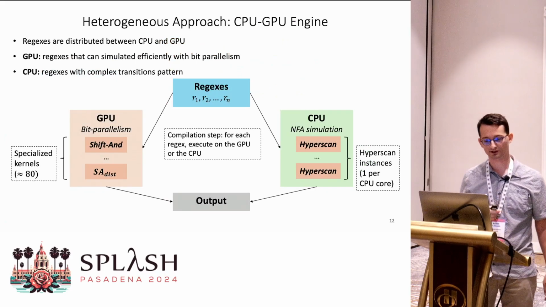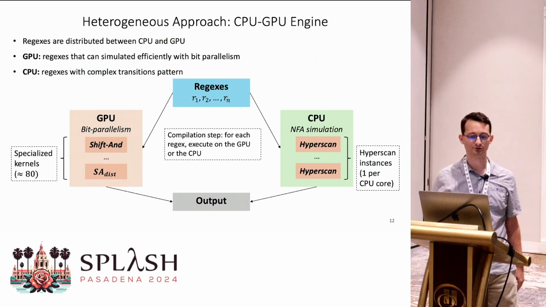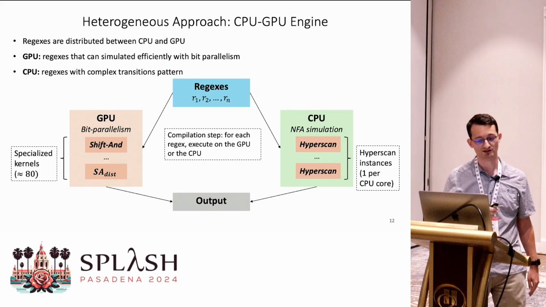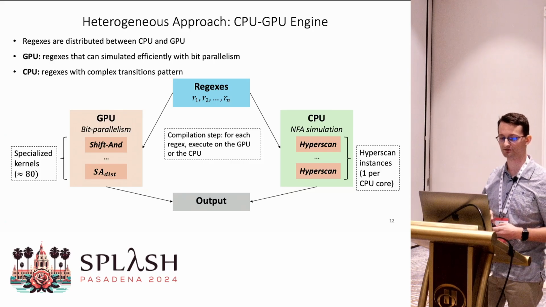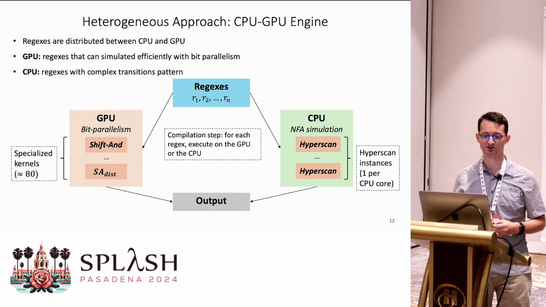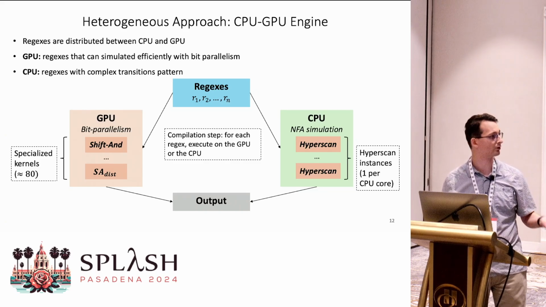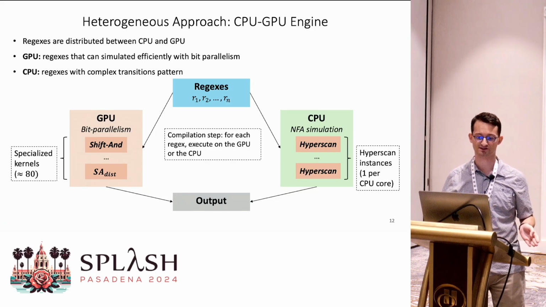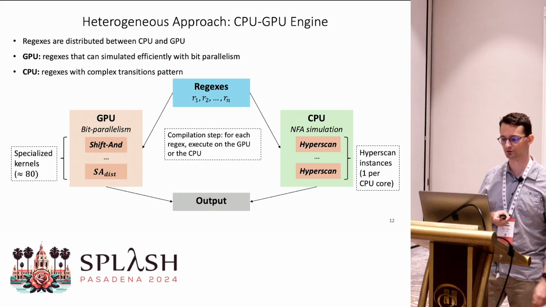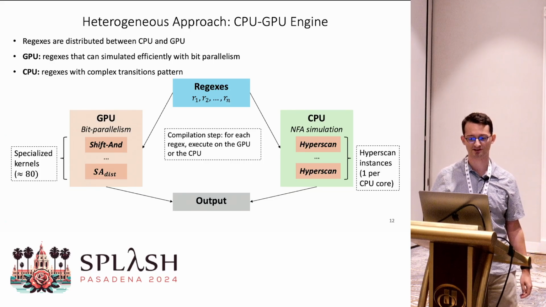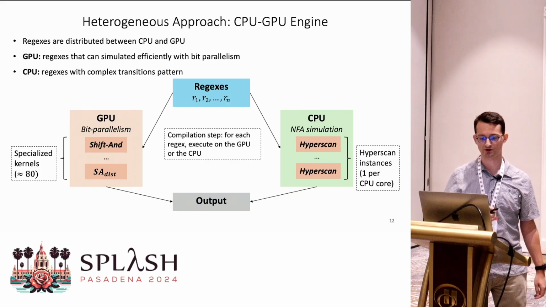So this is how our architecture looks like. We have a set of regexes here in blue. And what we're going to do is, during a compilation step, we're going to split them between the GPU and the CPU. On the GPU, we have several specialized kernels, about 80 of them, that are running concurrently, such as the classical Shift-And or Shift-And-Disk, which is an extension of Shift-And to larger distances. On the CPU, we're running multiple instances of Hyperscan, which is a state-of-the-art CPU engine, one per CPU core.